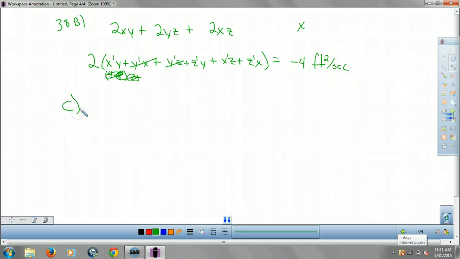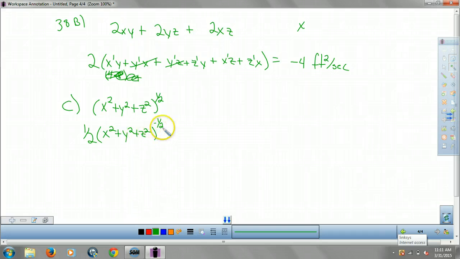And C. C is actually not too bad. C is actually probably the easiest derivative. So first thing I do is I take this and I make it so it looks like something I can do something with. I put that to the 1/2. You take the derivative, you bring the 1/2 out in front. Subtract 1 from your exponent. Times it by the derivative of your inside, which would be 2x prime, chain rule, implicit, 2y prime, 2z prime.